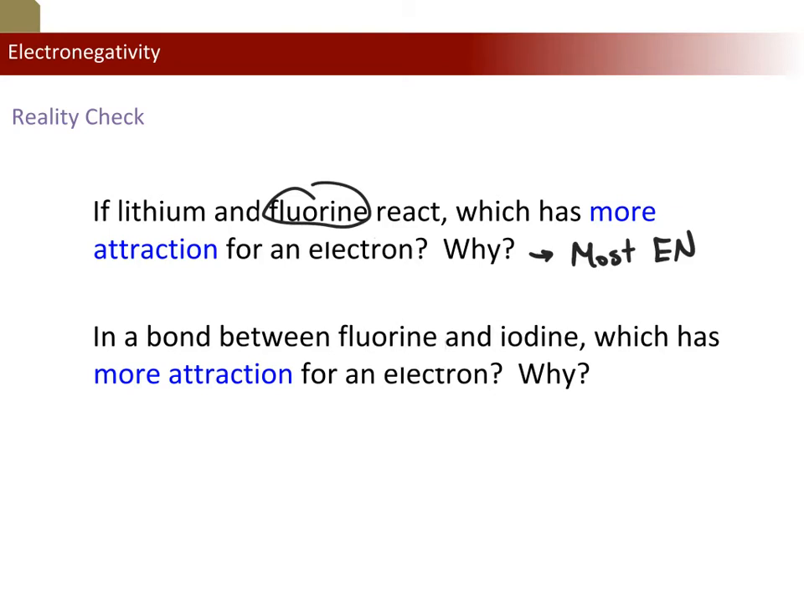Now this next one is once again an easy one, but fluorine once again wins. In a bond between fluorine and iodine, which has more attraction for the electron? Once again, fluorine has the most. It has the most electronegativity, no matter what it's bonded with. Now iodine is another halogen, but it's further down the column. Iodine has a fairly strong electronegativity compared to other elements, but fluorine will always beat out iodine.